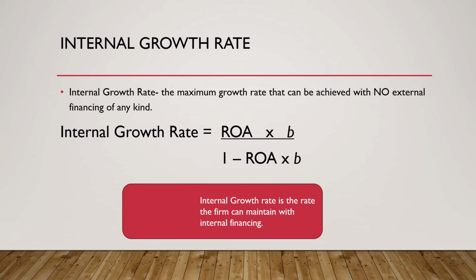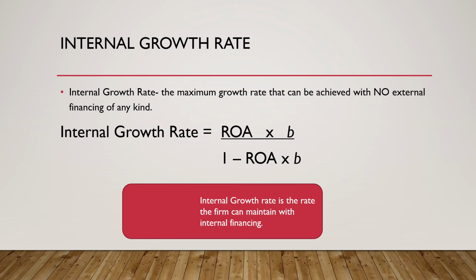They don't have to go to an outside entity, a lender, or ask for equity money or anything like that. They basically can use the earnings within the company to fund projects that will help the company grow. So it's the internal growth rate. Once again, it's the maximum growth rate that can be achieved with no external financing of any kind.